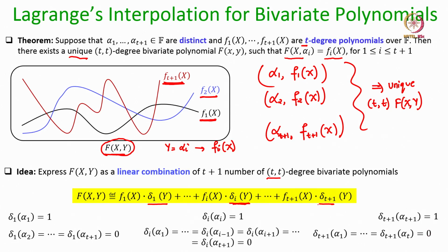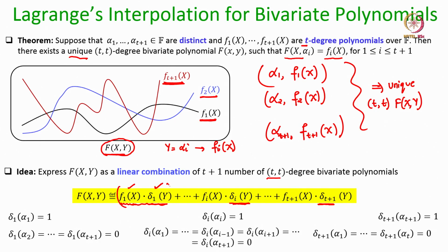So, that automatically implies that the degree of this t plus 1th y polynomial is also t. And now you can see that each of these terms here is nothing but a bivariate polynomial of degree t in each variable, because say for instance, if I take this first term, then f sub 1 x has degree t, and delta sub 1 y has also degree t, and if I multiply these two degree t univariate polynomials in x and y, that will actually result in a bivariate polynomial of degree t in each variable.